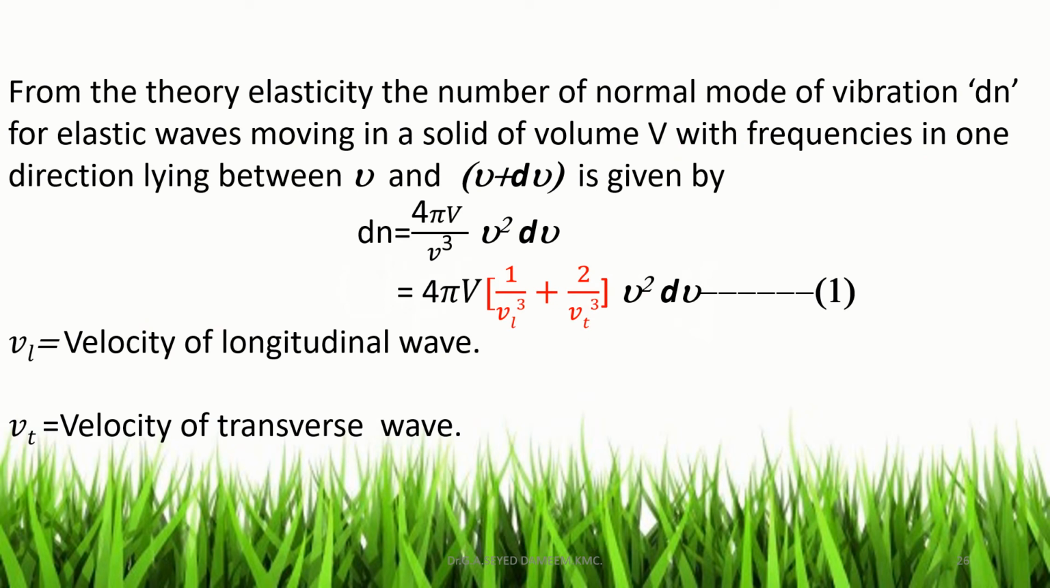From the theory of elasticity, the number of normal modes of vibration dn for elastic waves moving in a solid of volume V, with frequencies in one direction lying between nu and nu plus d nu, is given by dn equal to 4 pi V nu square d nu divided by v cube, where v is the velocity. So that is equal to 4 pi V (1 by vL cube plus 2 by vT cube) nu square d nu. Let this be equation 1. Here vL is the velocity of the longitudinal wave, and vT is the velocity of the transverse wave.